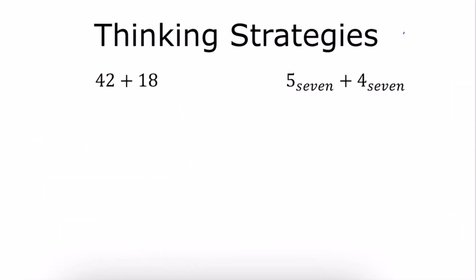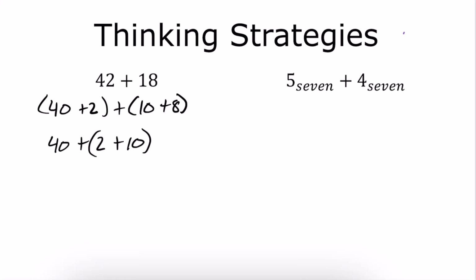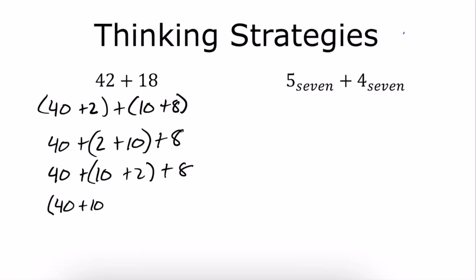And you can also use these thinking strategies when you're adding bigger numbers. Like, for example, if you have 42 plus 18, you could think about this as 40 plus 2 plus 10 plus 8. And then you could use the associative property to change what you add together first. So you could change it so that you add the 2 and the 10 together like this. And then you could use the commutative property to switch the order and think about this as 40 plus 10 plus 2 plus 8. And then you could change the parentheses or what you're adding together first.